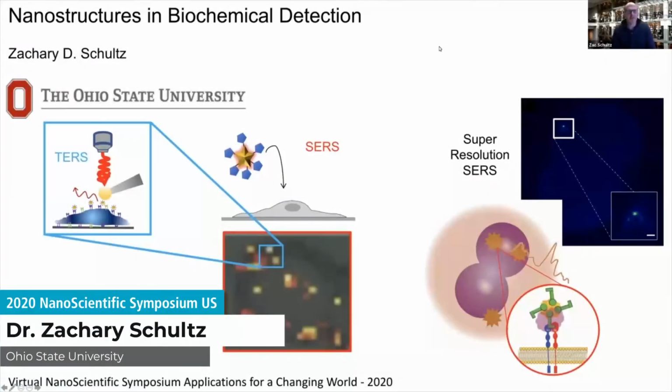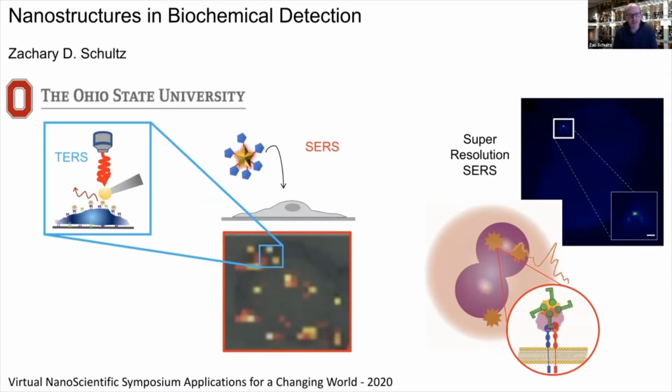Hello, my name is Zachary Schultz, and I'm going to tell you about our work involving nanostructures for biochemical detection today. So this work is going to demonstrate some microscopy techniques that are going to provide both chemical information of the sample, but also high spatial resolution imaging.